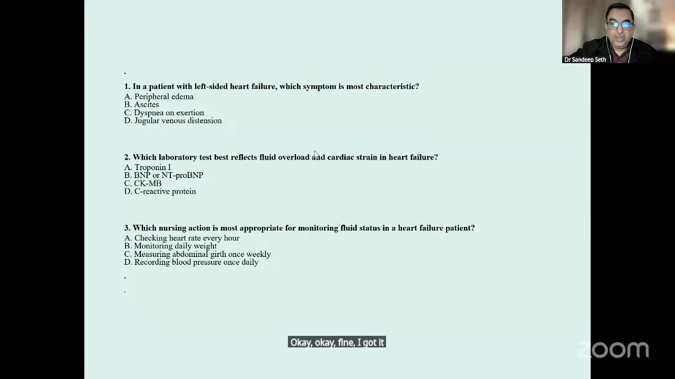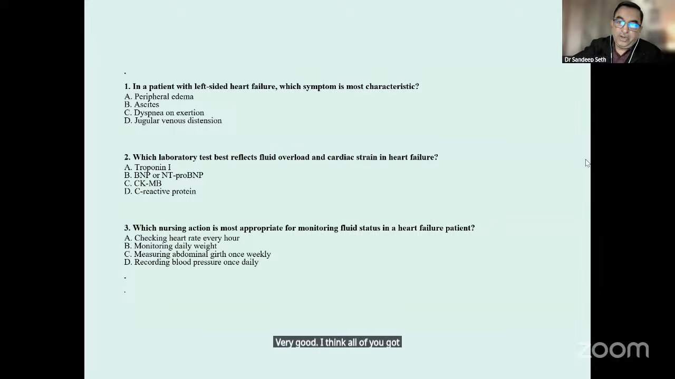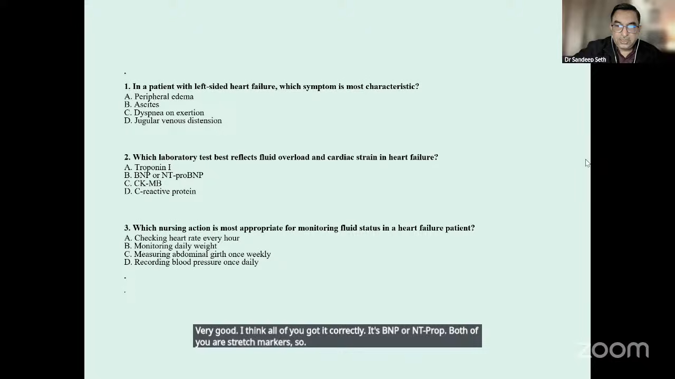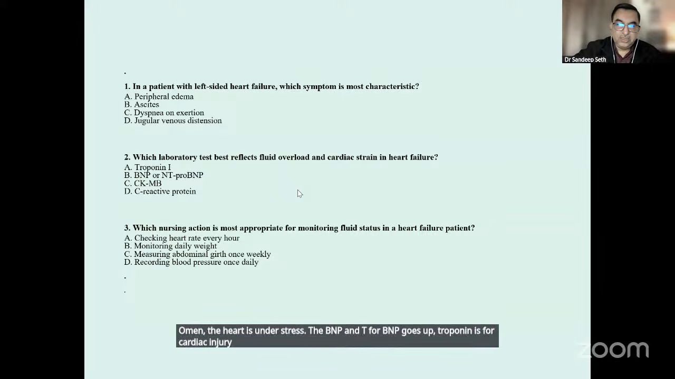So the second question was, which laboratory test best reflects fluid overload and cardiac strain? Very good. I think all of you got it correctly. It's BNP or NT-proBNP. Both of these are stretch markers. So when the heart is under stress, the BNP, NT-proBNP goes up. Troponin is for cardiac injury. CKMB is for cardiac injury. C-reactive protein is for inflammation.